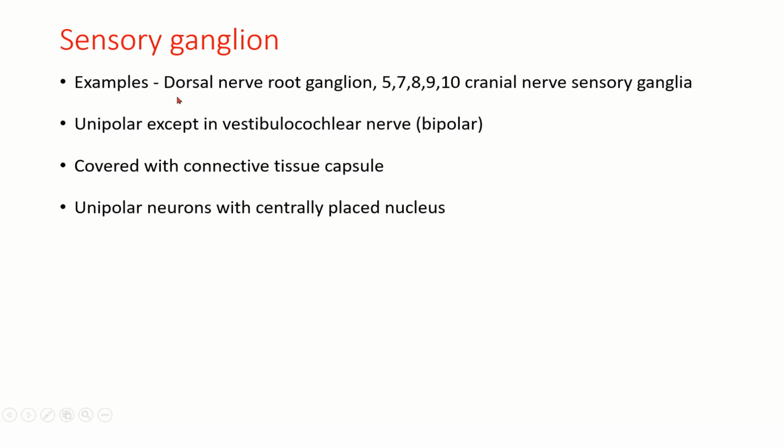Examples are dorsal nerve root ganglia of the spinal nerves, and the sensory ganglia associated with fifth nerve, trigeminal, seventh nerve, eighth nerve, ninth nerve, 10th nerve. Then these sensory ganglia will have large unipolar neurons except in vestibulocochlear nerve where there are bipolar neurons. So these sensory ganglia are covered by well-defined connective tissue capsule. These unipolar neurons will have centrally placed nucleus.